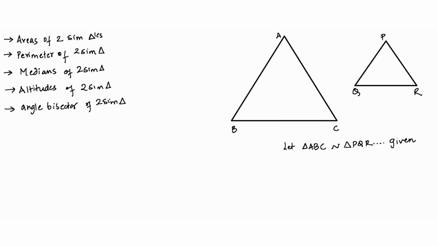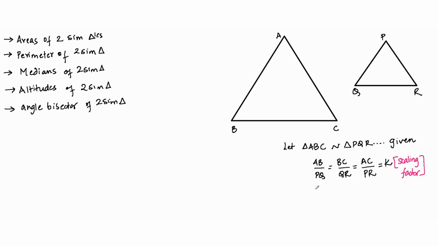The first thing that I'm going to do is, because these two triangles are similar, I know that the ratio of their corresponding sides is equal, which means AB divided by PQ is equal to BC divided by QR, which is equal to AC divided by PR, which is say equal to K, right? And this K is going to be called the scaling factor. What this scaling factor essentially means is by what number are all these sides being multiplied to get the new triangle.